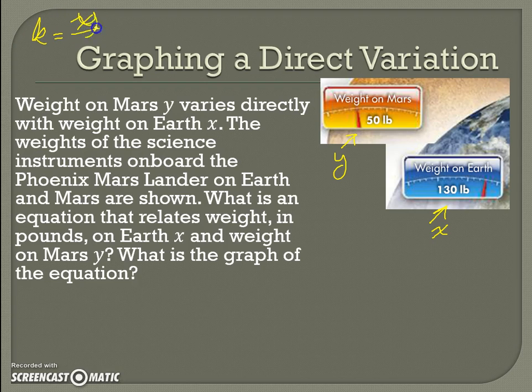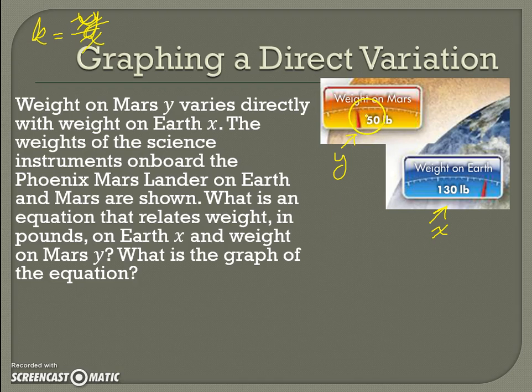I'm remembering that is y over x. And so if I could just identify these things, it'll make it easier to set up in a minute. The weights of the science instruments on board the Phoenix Mars lander on Earth and Mars are shown. So this is the weight. What is an equation that relates weight in pounds on Earth, x, and weight on Mars, y? And then what is the graph of that equation?